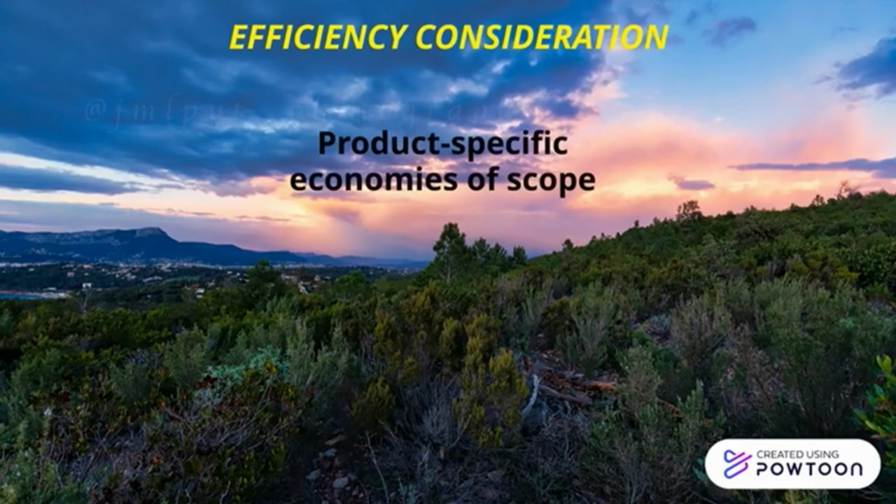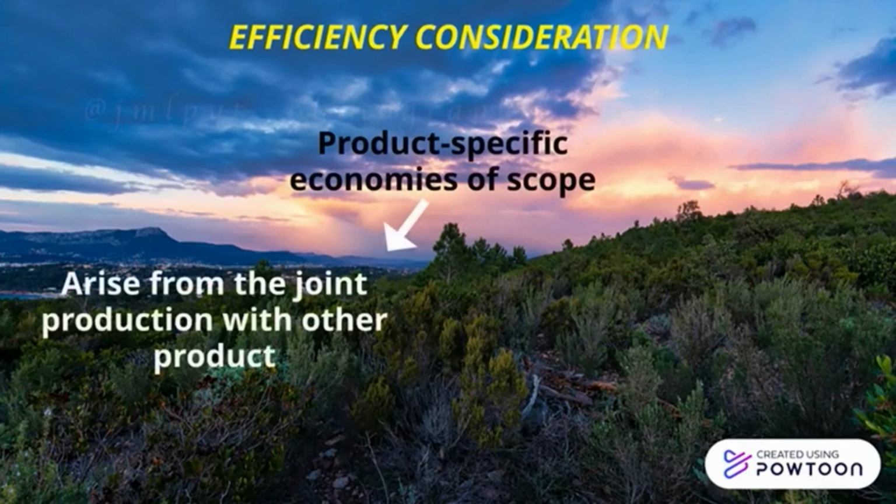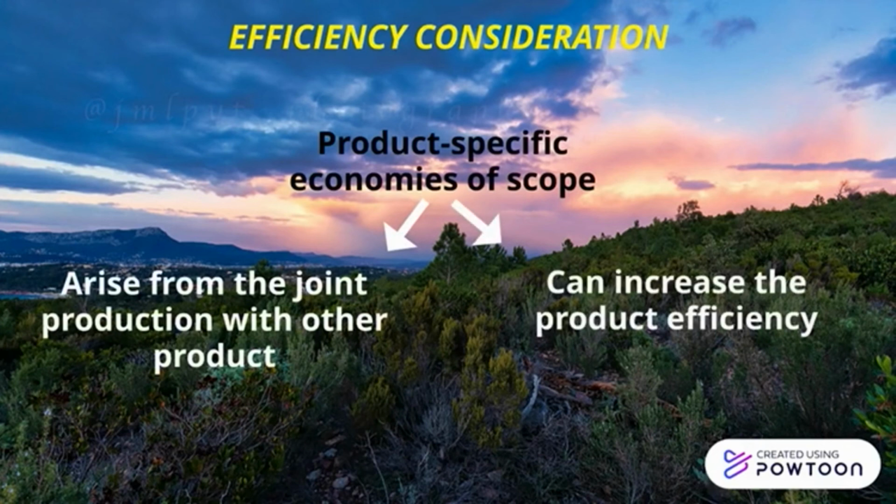Product-specific economies of scope arise from the joint production of a particular product with other products, and they can also increase the efficiency of production by adding a particular product to a given product mix.